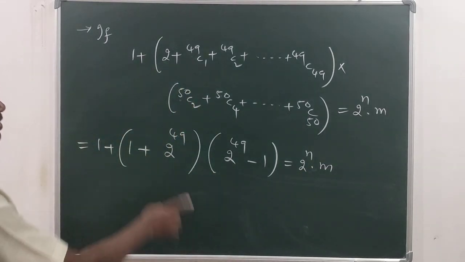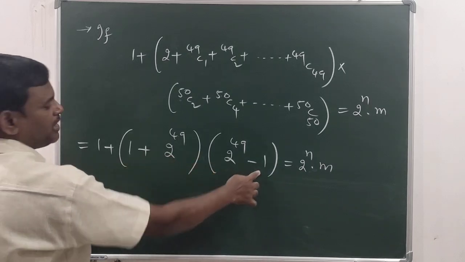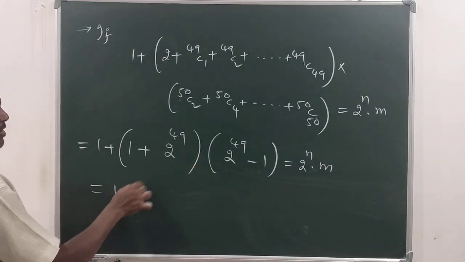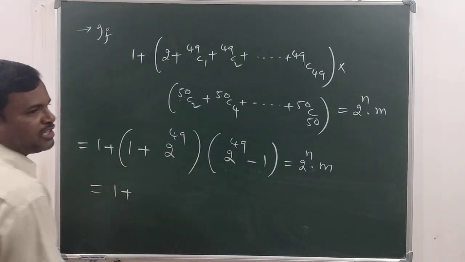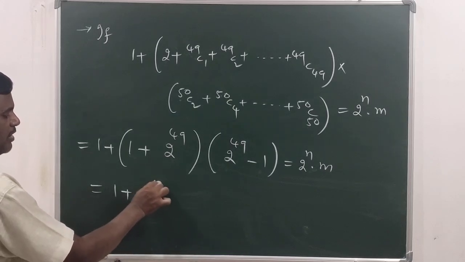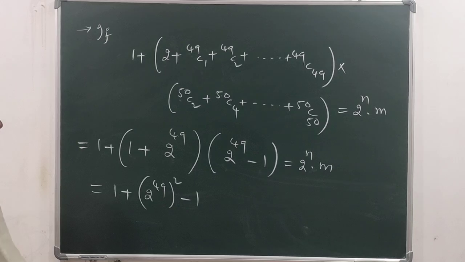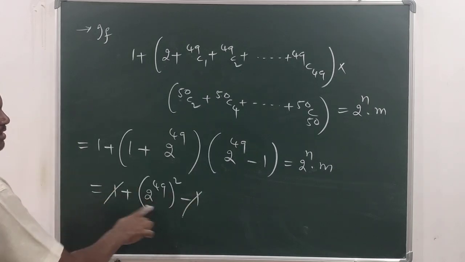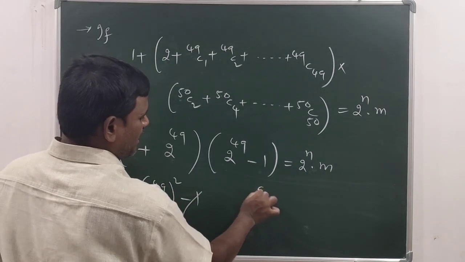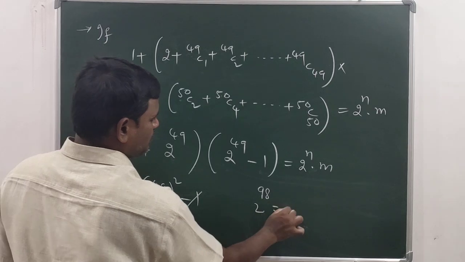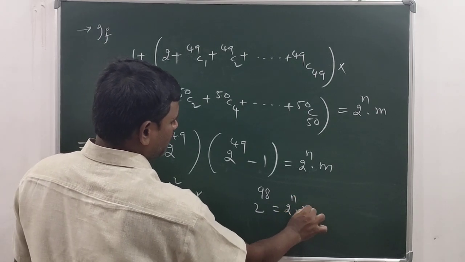Now take the product of these two. A plus b, a minus b, which is equal to a square minus b square. This is a plus b, this is a minus b. So 2 power 49 whole square minus 1. So this plus 1 minus 1 cancel. This is left: 2 power 98. So which is equal to 2 power n into m.